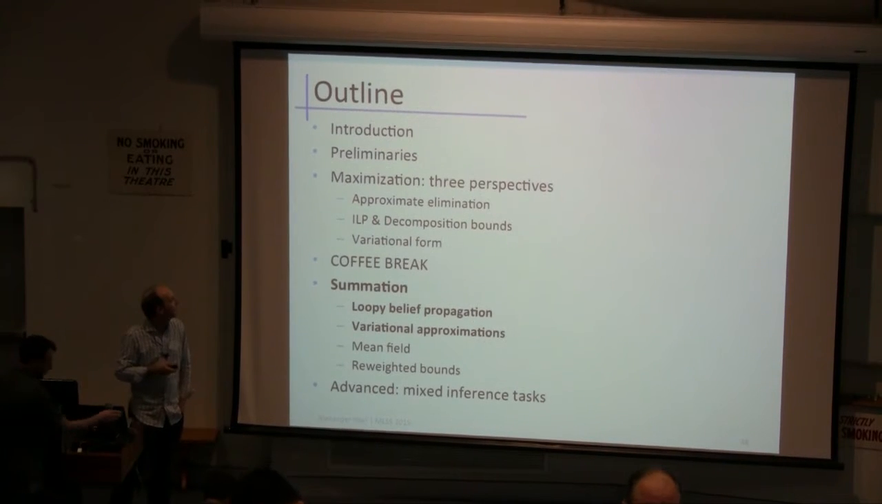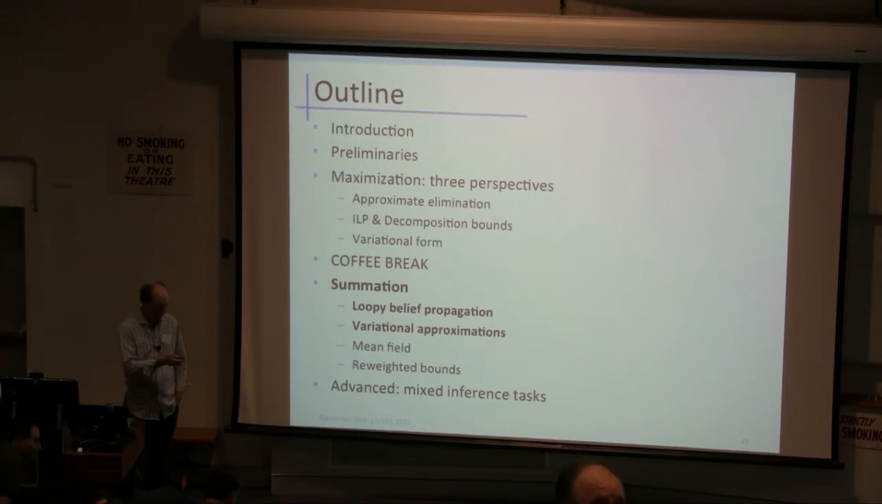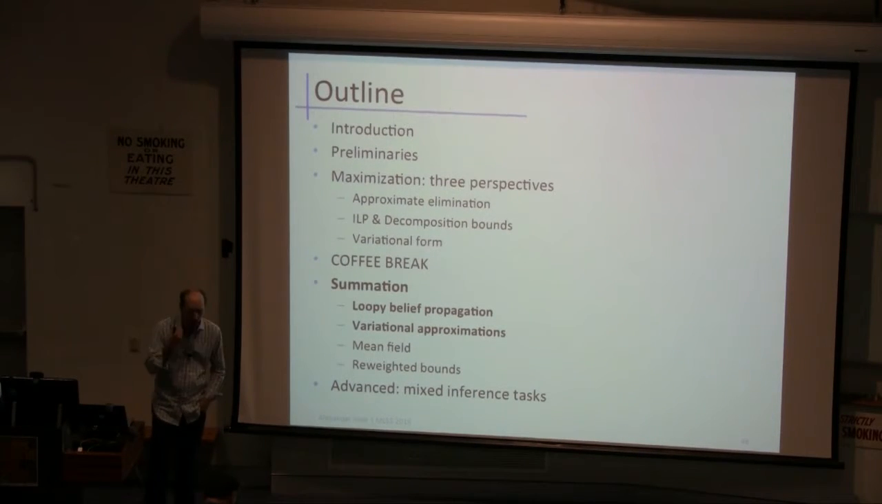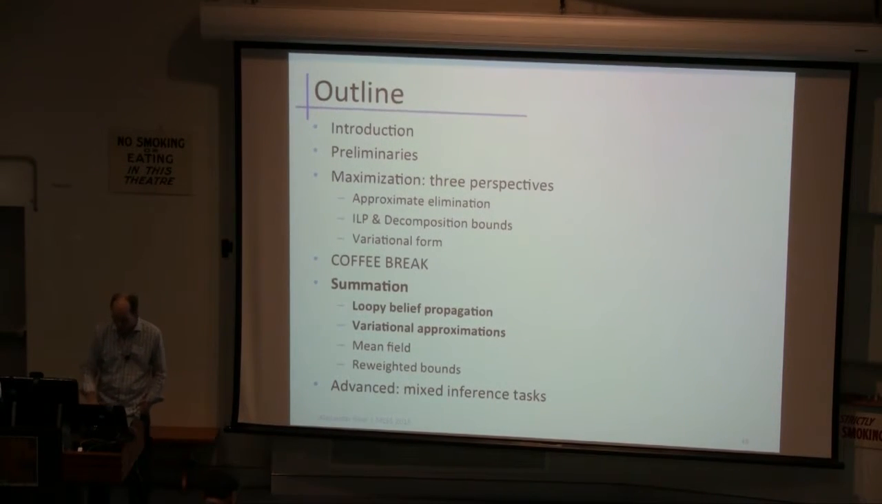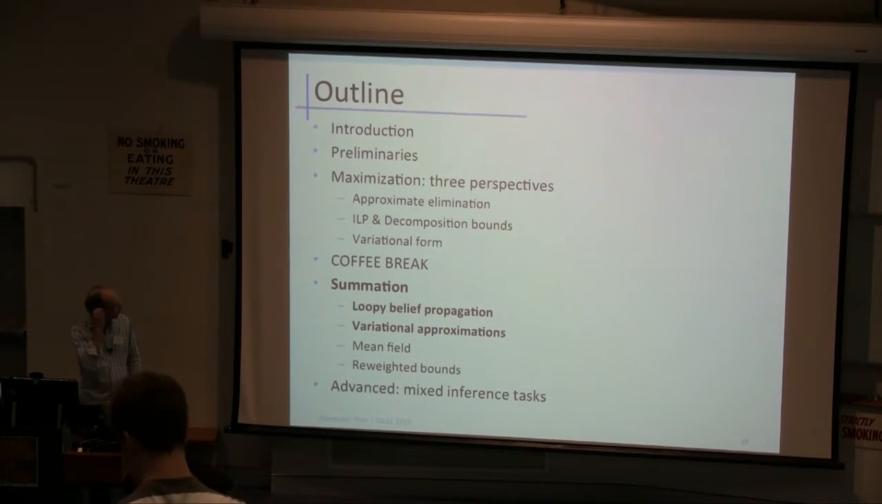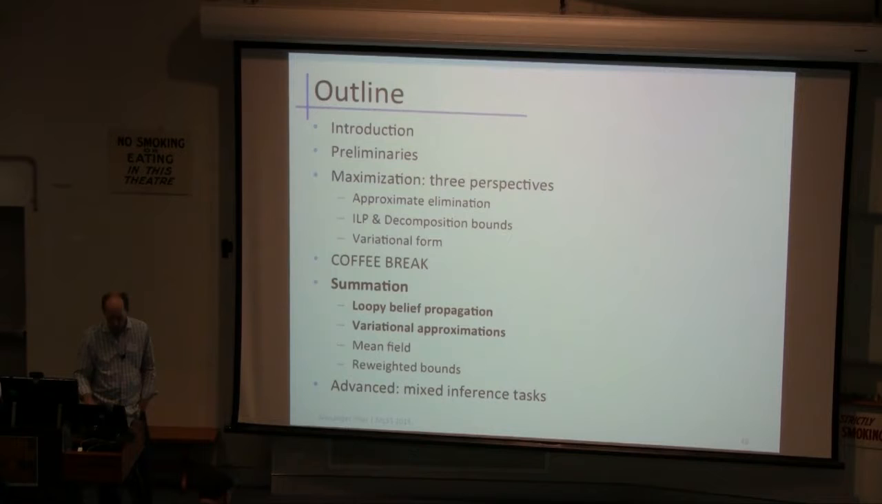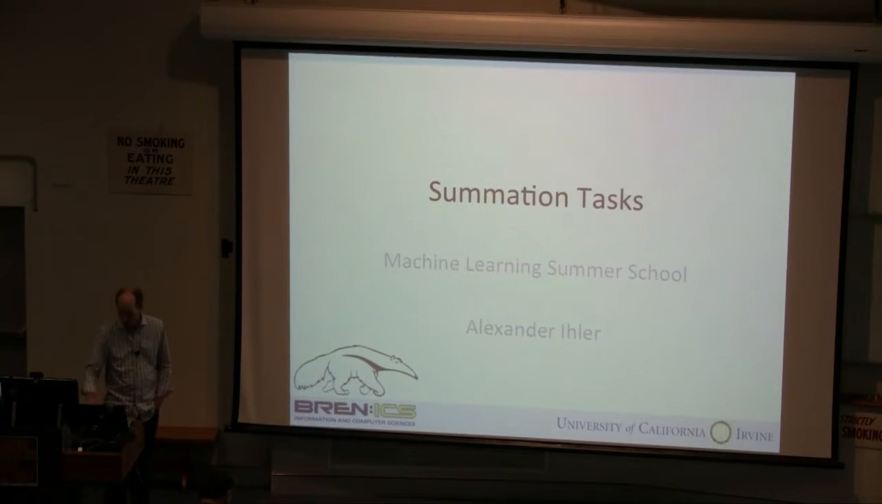We've talked about maximization perspectives and approximate maximization problems. Let's talk about approximate summation, marginalization problems. In particular, probably the most popular method is loopy belief propagation. And so that's what I'll start with and then talk about its connection to variational ideas.